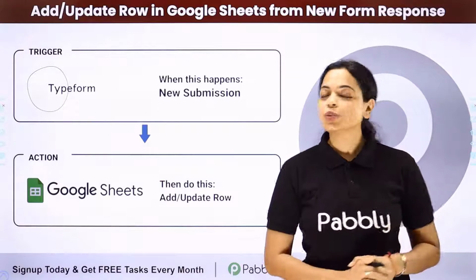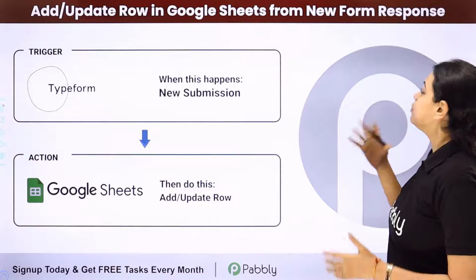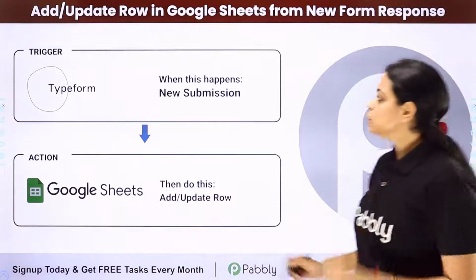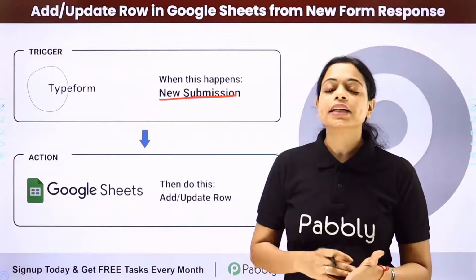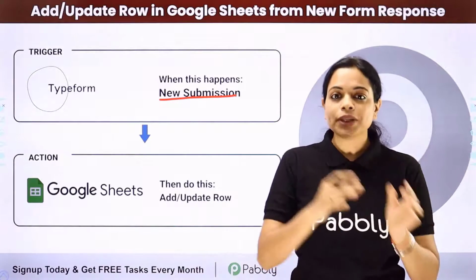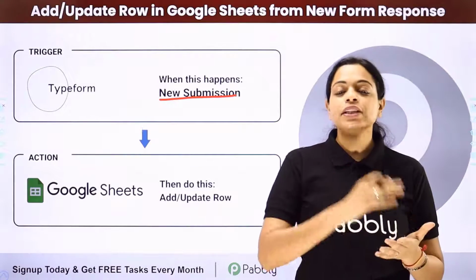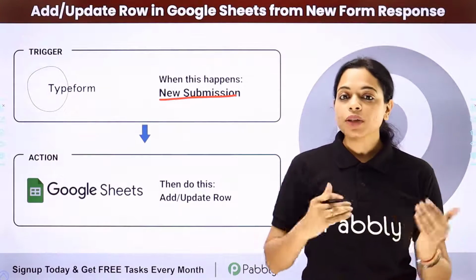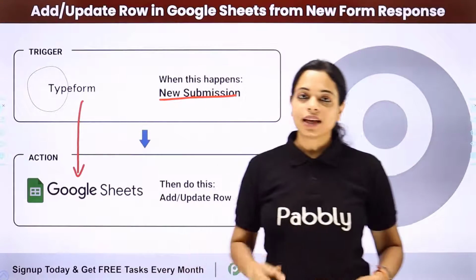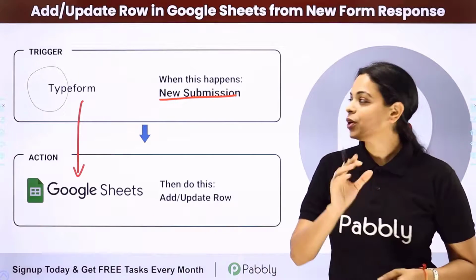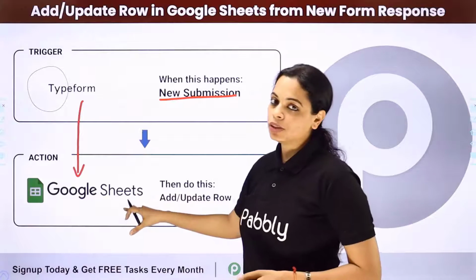In this video, we are going to understand how to add or update a row in Google Sheets from a new form response. So every time you receive a new response through any form builder application, you want that if that particular information is already there in your Google Sheet, then it should be updated. And if it is not there, then it should be added as a new row. Now how can you do that? For this, you will have to integrate these two applications, and the same thing can be done using Pabbly Connect software. So here your trigger application will be Typeform and your action application will be Google Sheets.